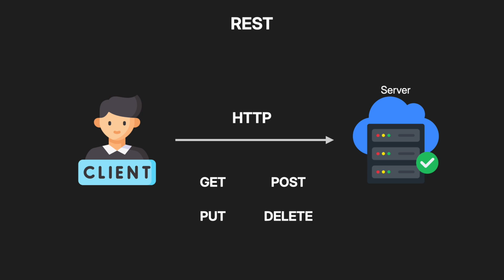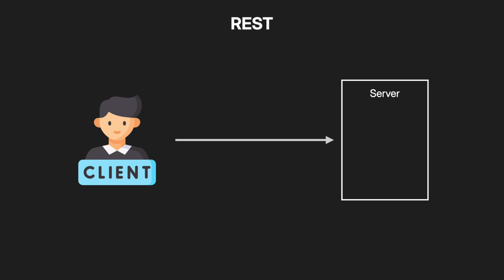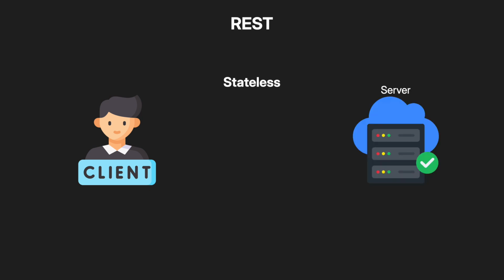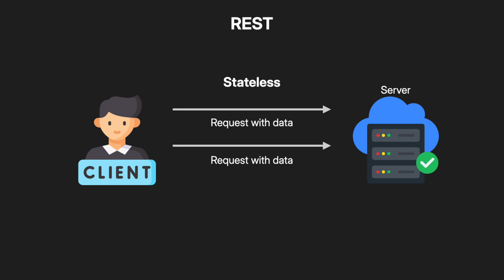Each resource is identified by a unique URL or endpoint. For example, to get information about a user with ID 1, the client would send a GET request to /users/1. REST is designed to be stateless, meaning each request from the client to the server must contain all the information needed to understand and process the request. The server does not store any session information about the client.